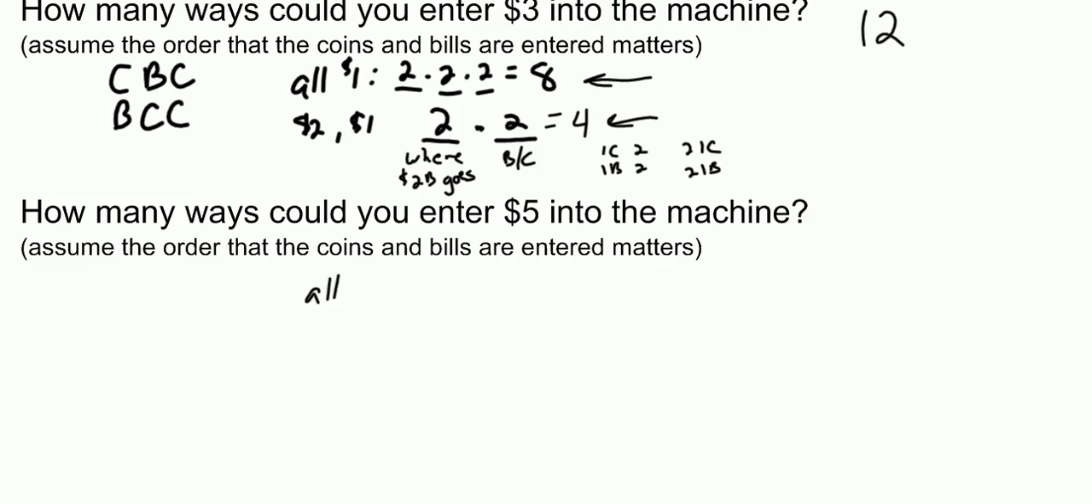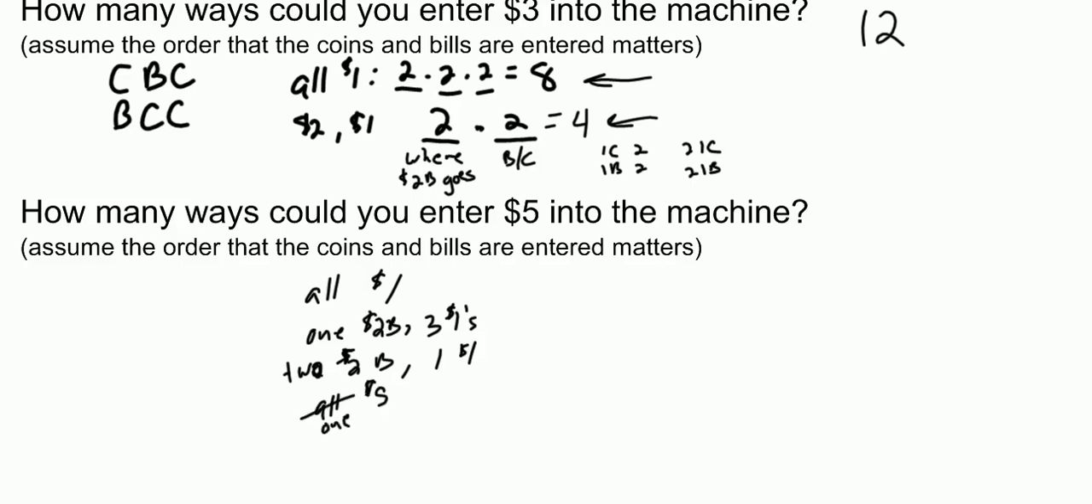Okay, so we could try doing it with all $1. We could try using 1 $2 bill, and then you would have to use 3 $1. We could use 2 $2 bills, and then you'd have 1 $1, or you could use all $5, which really just means 1 $5. Okay, so we've got 4 different scenarios. You can either use no $2 bills, which means all 1s or all 5s, or you could use 1 $2 bill, or you could use 2 $2 bills.